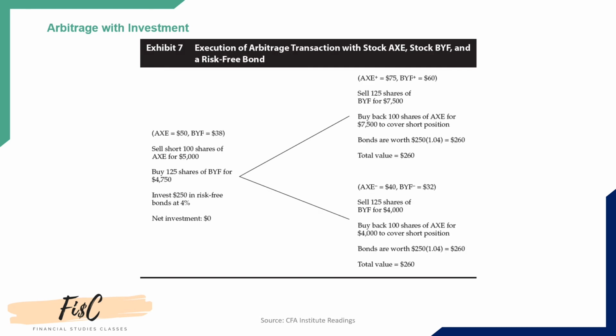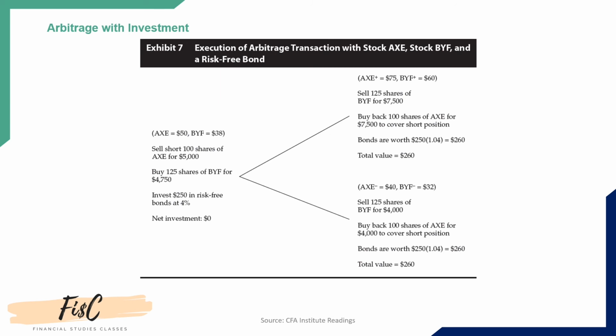So you can see here that they are saying to short sell 100 shares of AXE, and that means that we are going to get $5,000 by this short sale. We will invest $4,750 in buying 125 shares of BYF, and we will invest the remaining $250 in the bonds. So the net investment is zero because we short sell one stock, and from that money we are investing in the other stock and bond.